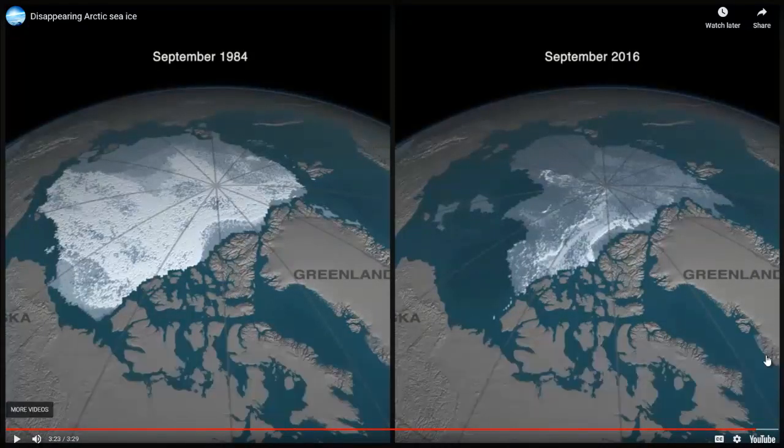That's problematic for a number of reasons. But just look at that difference. Same time of year, many years apart. But look at the difference. That's a lot of ice loss.